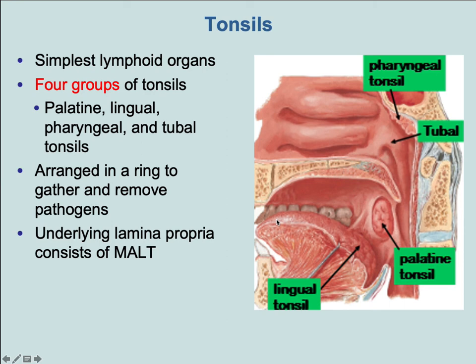The tonsils are the simplest lymphoid organs in your body. There are four groups: the palatine, the lingual, the pharyngeal, and the tubal tonsils. These I'm not actually going to test you on. But underneath the surface, in the lamina propria, is where you'll find the mucosa-associated lymphoid tissue.